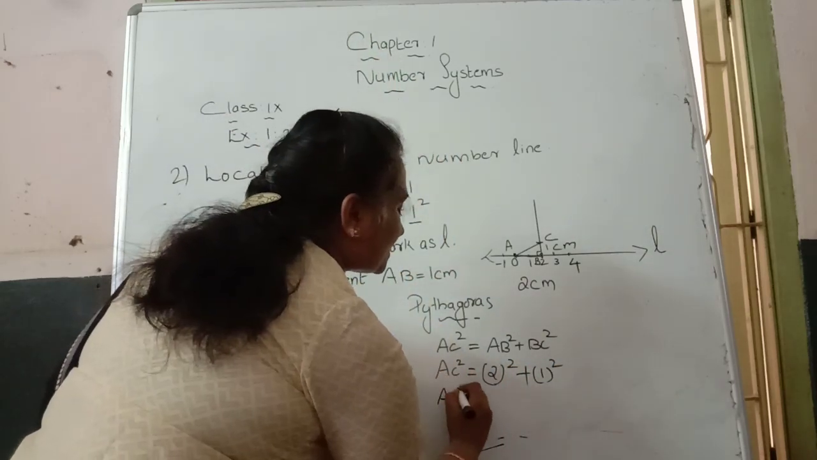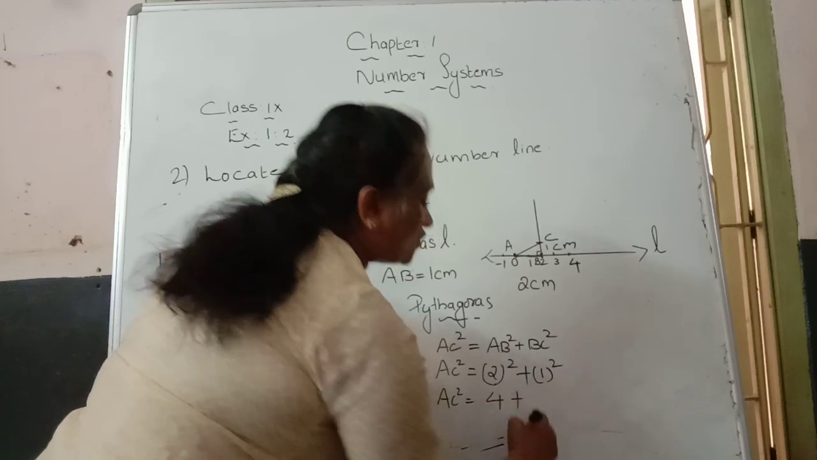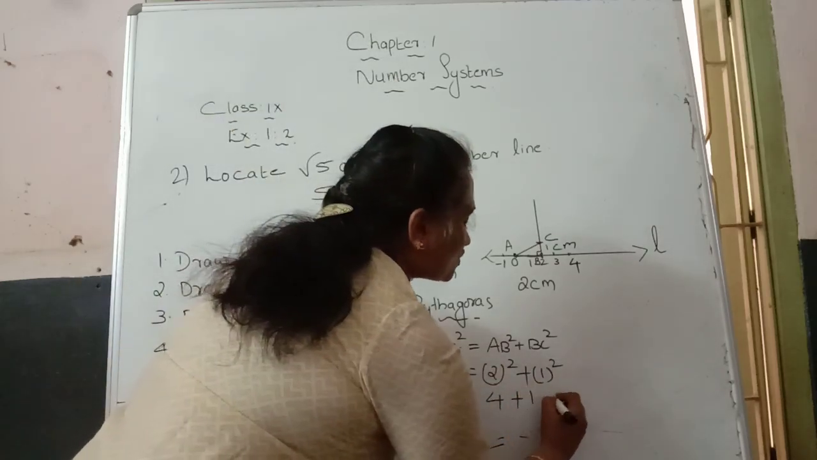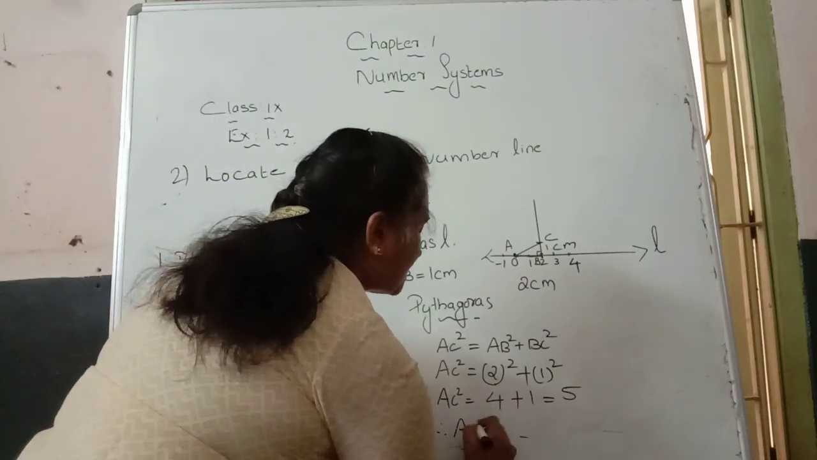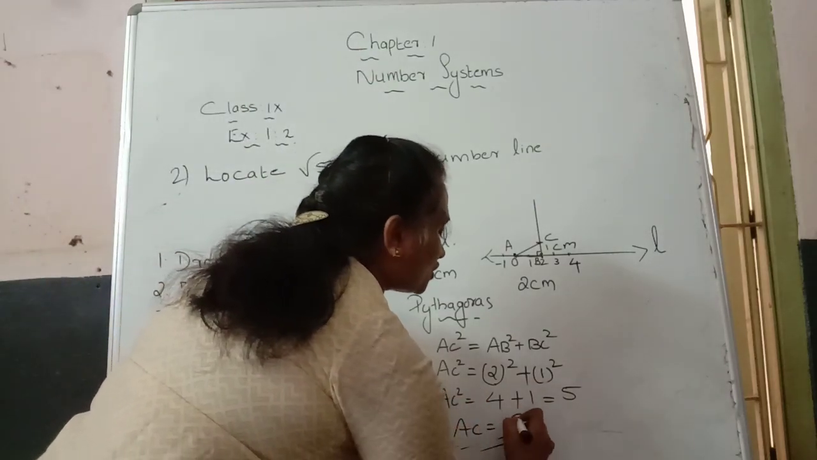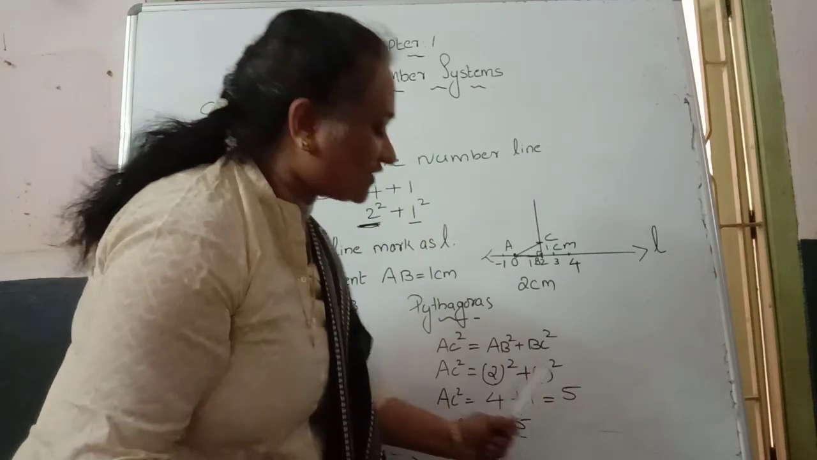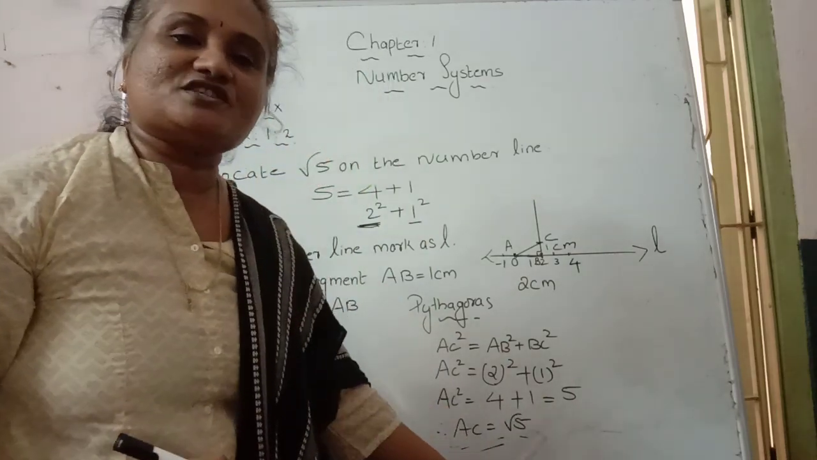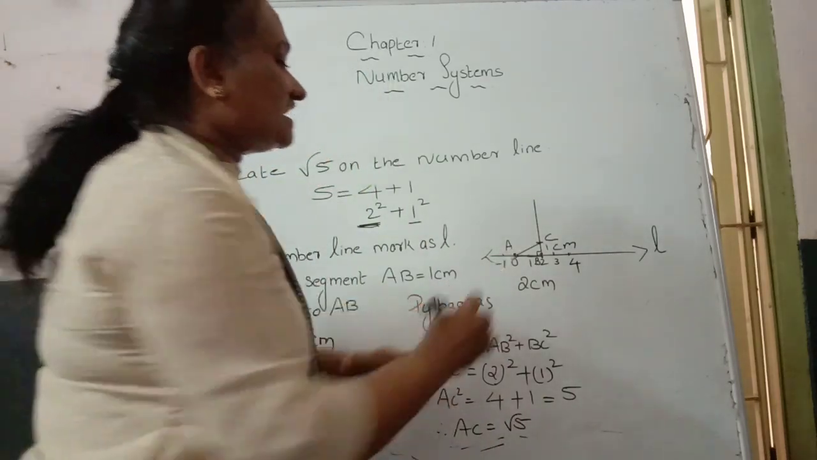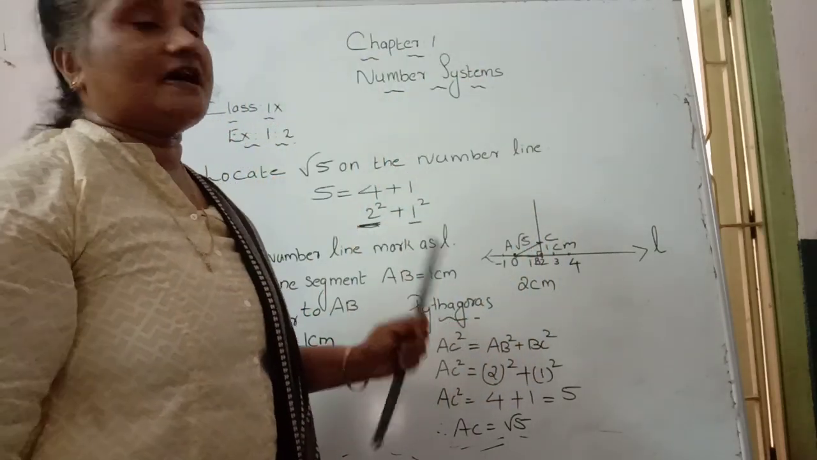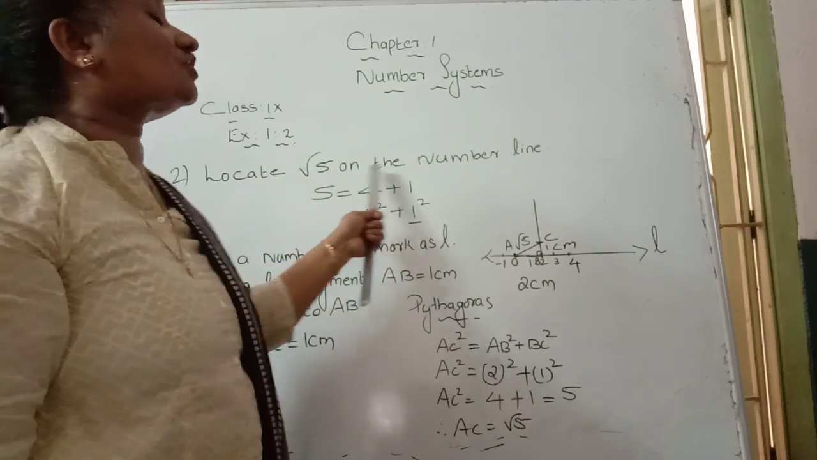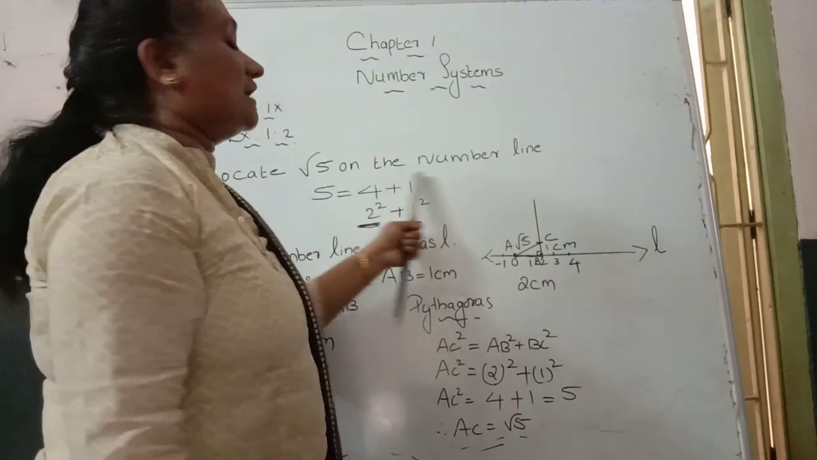So AC square equals 2 square, which is 4, plus 1 square, which is 1. 4 plus 1 comes to 5. Therefore AC value becomes the square root of 5. AC square is 5, so AC is √5. We get the AC distance as √5. It is outside the number line. Our question is to locate √5 on the number line.